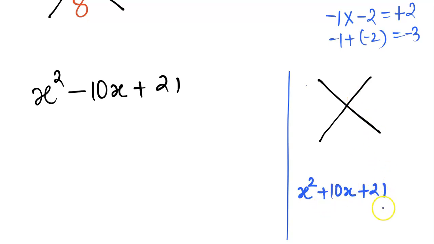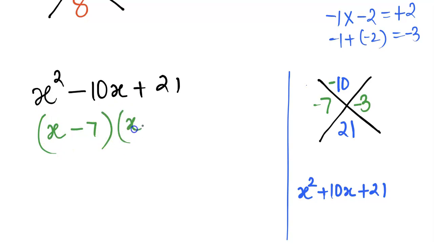Okay, what two numbers multiply to give you 21 and add to give you 10? It's very easy to locate that. It's nothing but 7 and 3, right? Because this was negative, add a negative and both numbers are going to be negative. So your answer is going to be x take away 7 and x take away 3. Perfect.